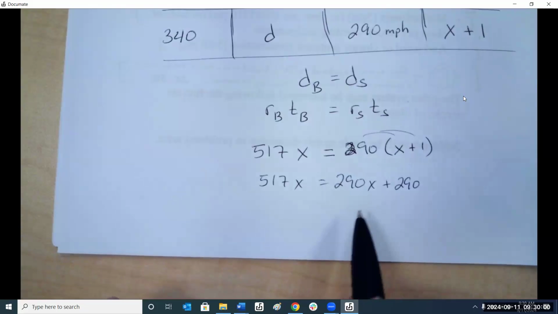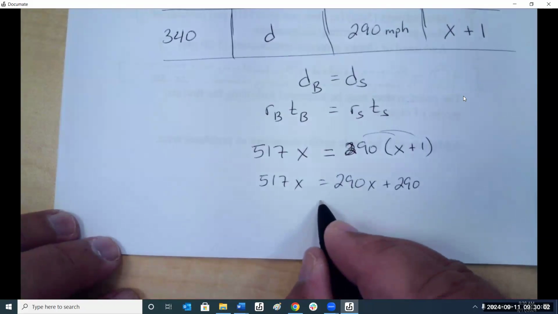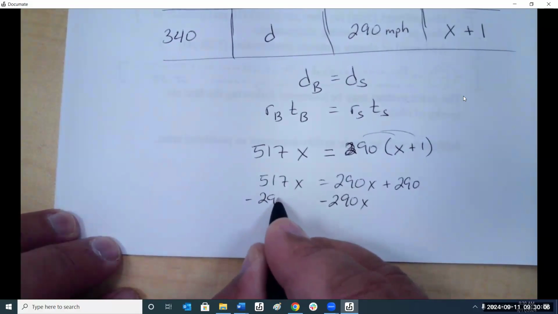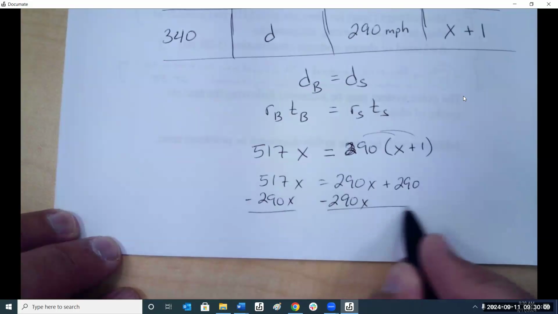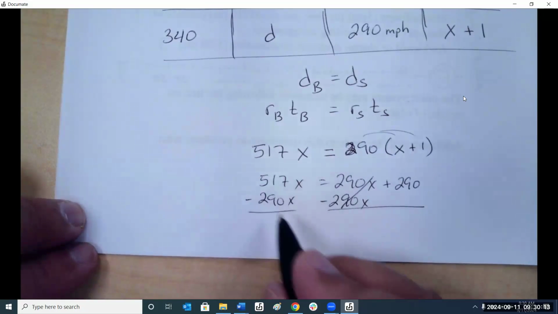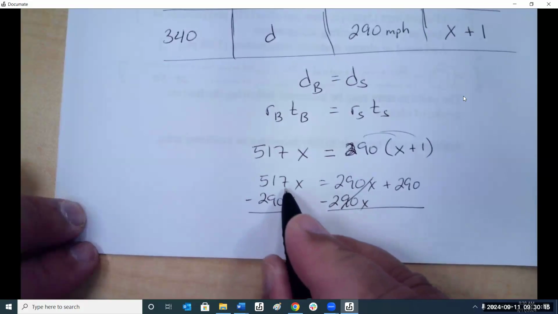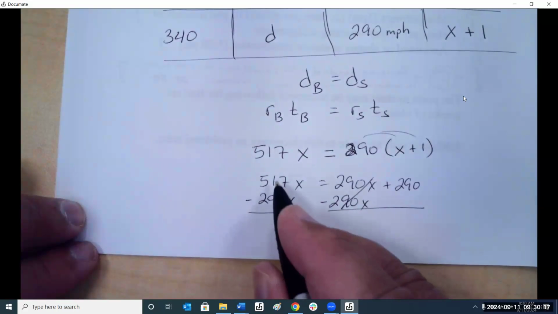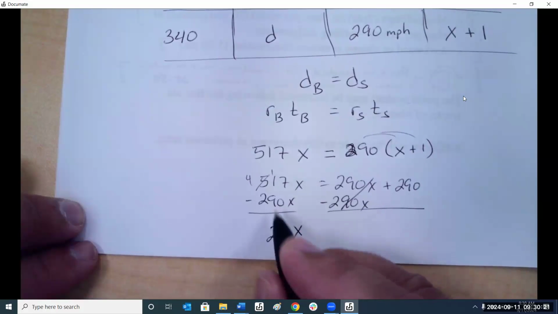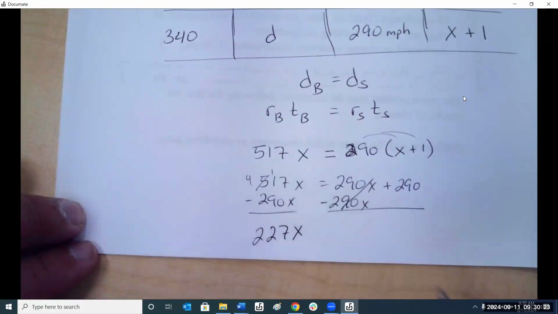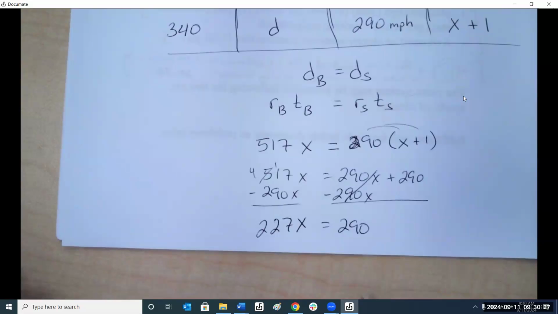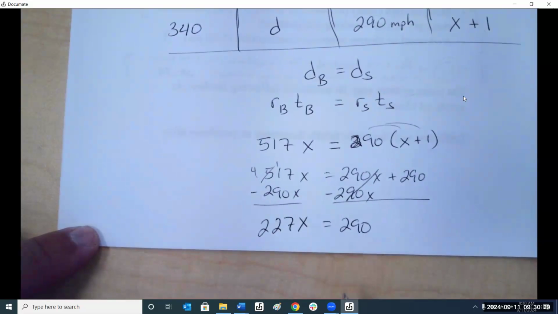We have X's on both sides, so we move the smaller to the larger. So we subtract 290X from both sides. So we have 7 minus 0 is 7. 1, we can't do that. So 11 minus 9 is 2. 4 minus 2 is 2. So 227X equals 290.